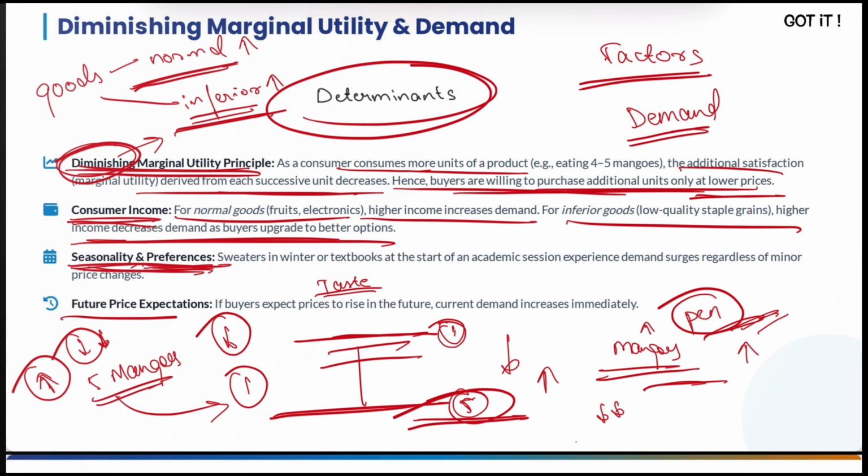And next is future price expectations. So suppose people think that in the future the price of a particular product will reduce, then obviously people would not buy it right now. When it is going to reduce, that is when they'll buy. So even if they are in need of this particular product now, they'll reschedule it to a future date because they expect that the future price will be reduced. So future price expectations will also determine the demand of that particular product.